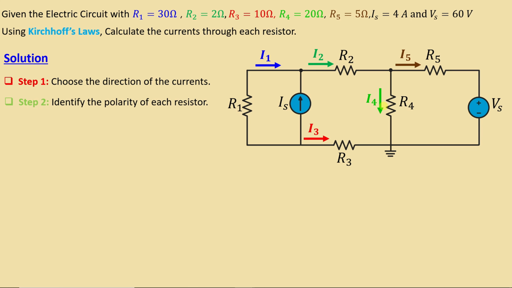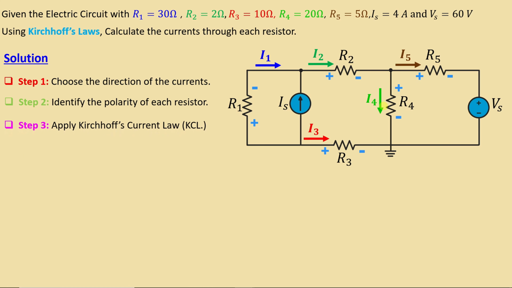After we finish step number 1, we go to step number 2, which is to identify the polarity of each resistor. We know that the current always goes from the high potential to the low potential. That means this is positive and negative of R1, this is positive and negative of R2, this is positive and negative of R3, this is positive and negative of R4, and finally this is positive and negative of R5.